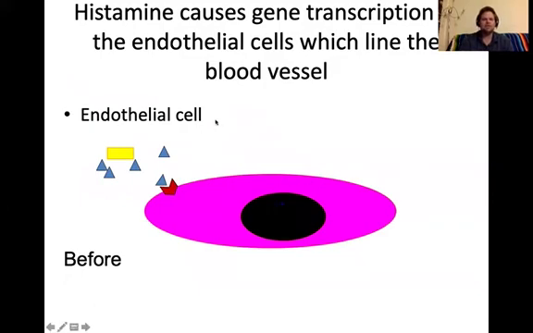All right, so what does histamine do? Histamine actually causes gene transcription on endothelial cells. So the endothelial cells are your blood vessel cells. The histamine binds to a receptor, and then binding to the receptor causes gene transcription.